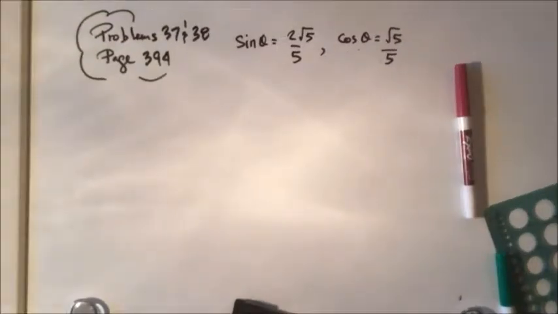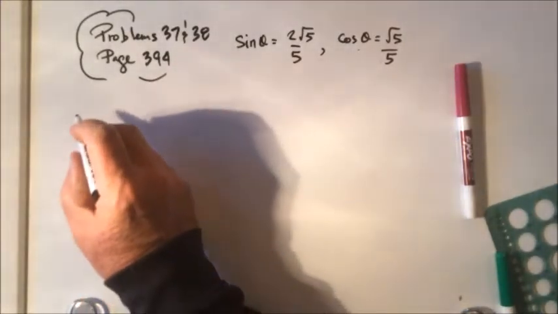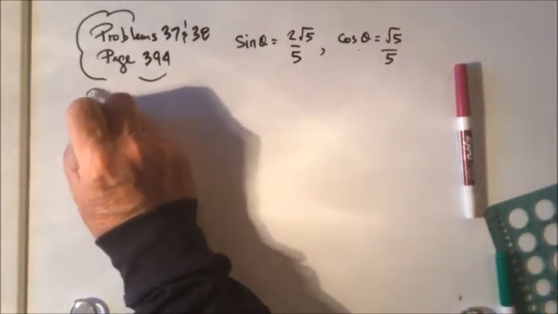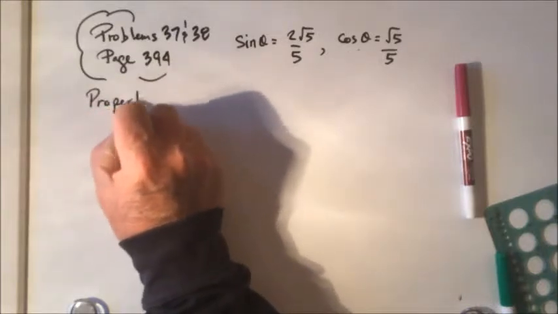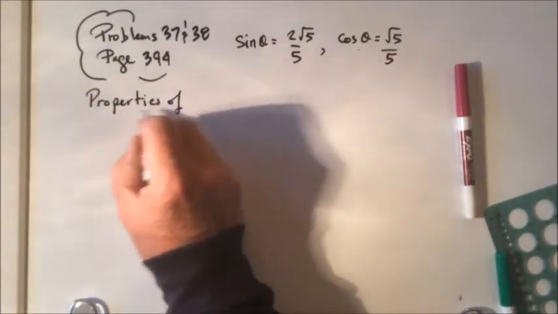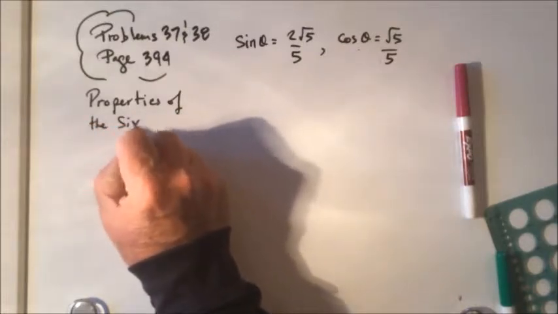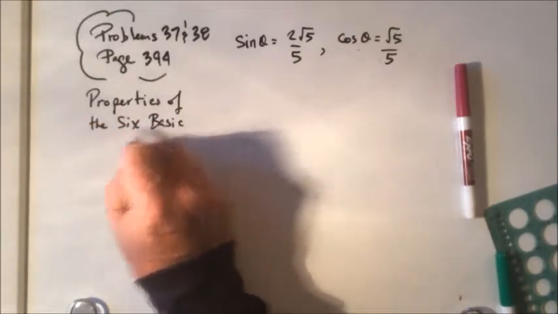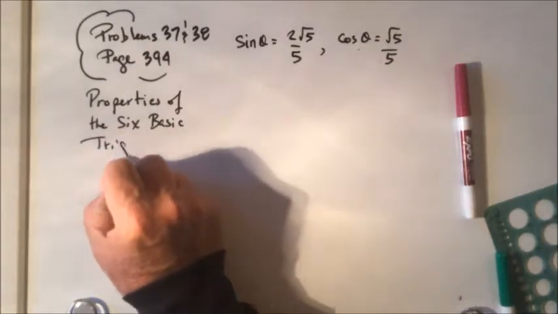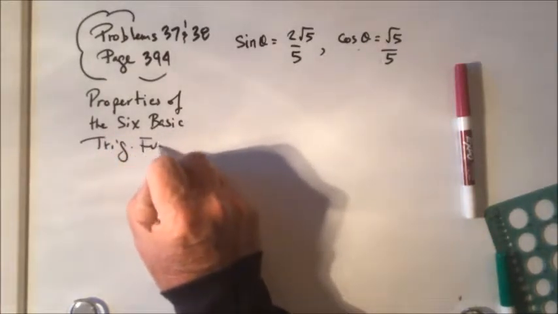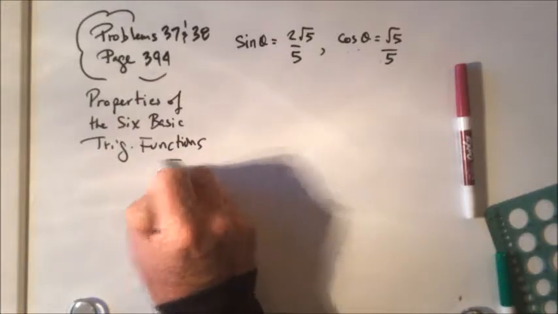So we are dealing with homework set 26 now, which is primarily from pages 394 through 395. And I'm going to do two problems here. I guess the topic here is maybe just properties of the 6 basic trig functions. That's a little bit of a vanilla title, but let's go with that.